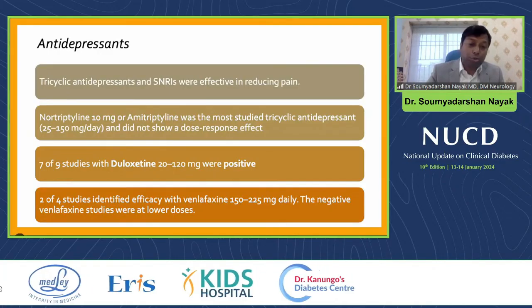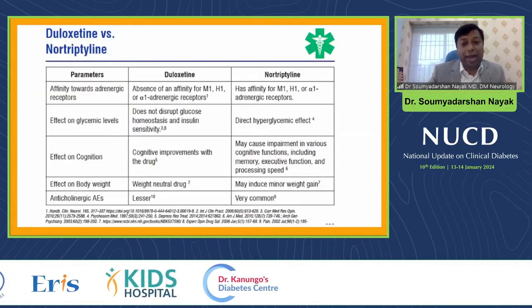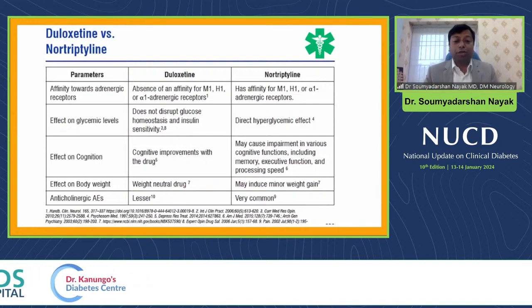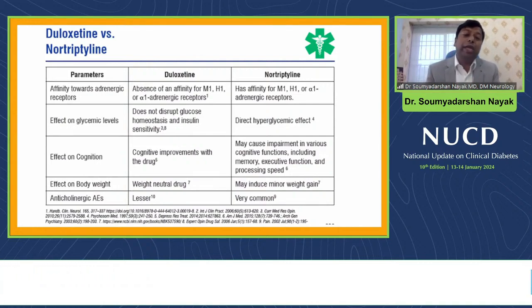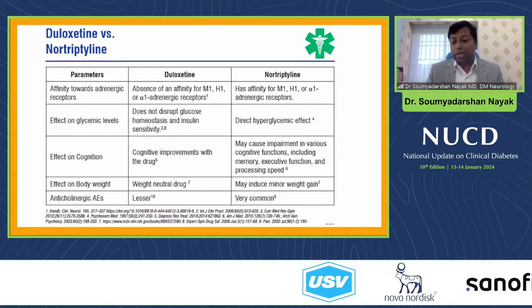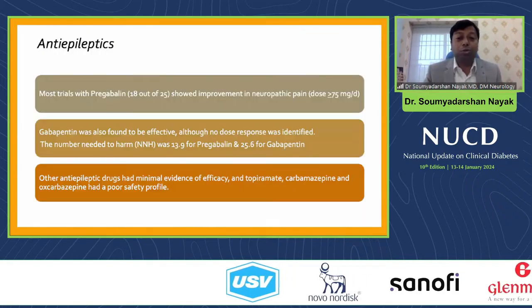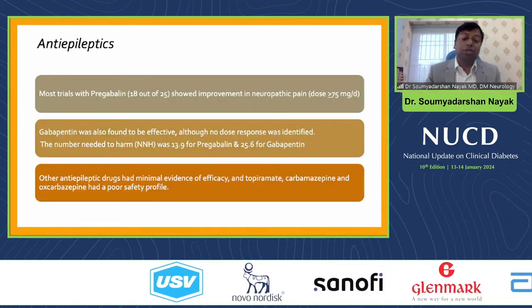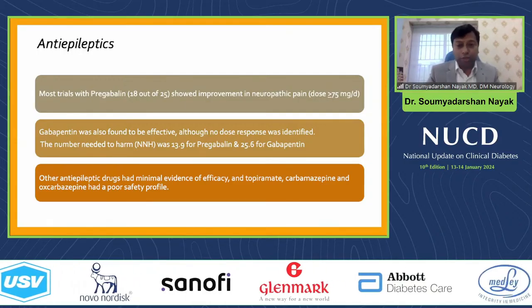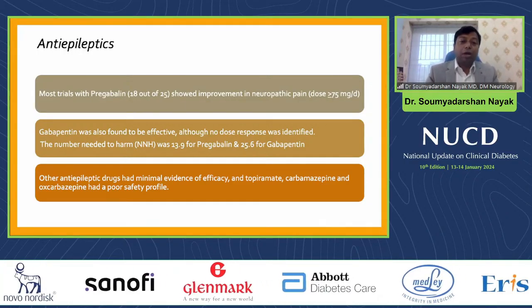I won't go into the details of the antidepressants, but duloxetine versus nortriptyline, you have to weigh the side effect profile, and duloxetine has a better side effect profile compared to nortriptyline. That is the reason for newer combinations with pregabalin.